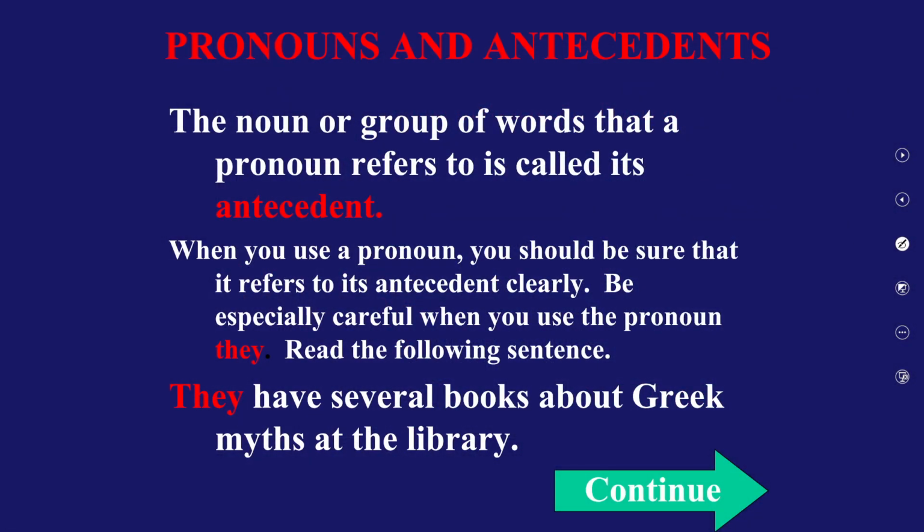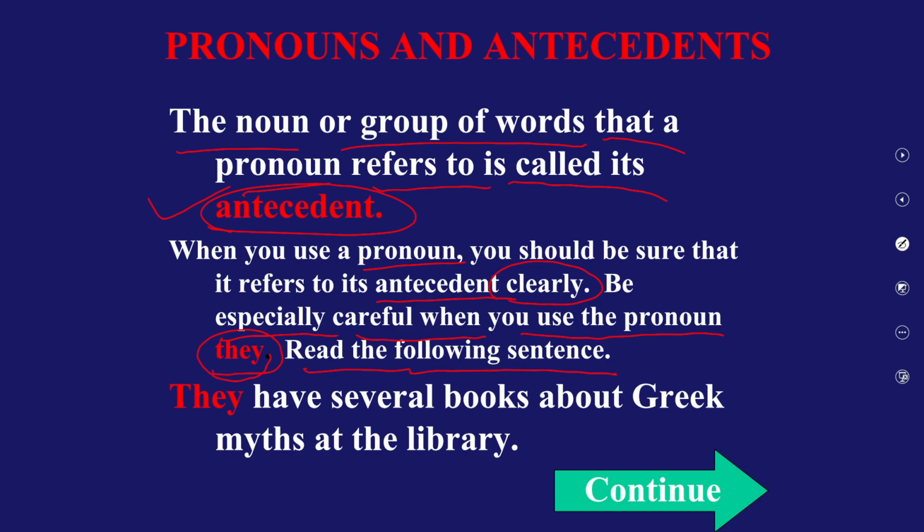Now moving forward, the noun or group of words that a pronoun refers to is called its antecedent. So antecedent is the group of words or noun to which the pronoun is referring. When you use a pronoun, you should be sure that it refers to its antecedent clearly. Be especially careful when you use the pronoun they. We have already seen in an example how it could create confusion.